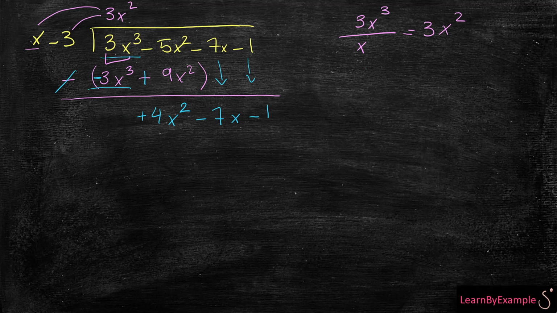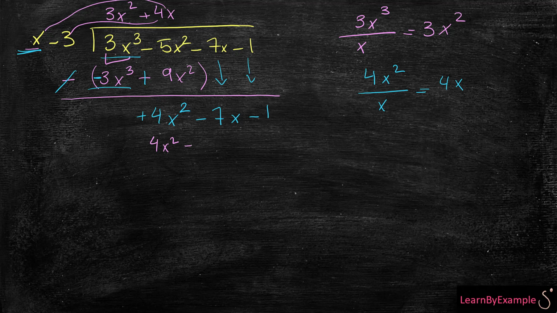I'm going to take my next term, which is 4x squared, divided by my first term here again. So divided by x, I will end up with 4x. So then I'm going to add this with 4x. And then I'm going to do the same thing. So 4x multiplied by x, I will get 4x squared. And 4x multiplied by negative 3, I get negative 12x.